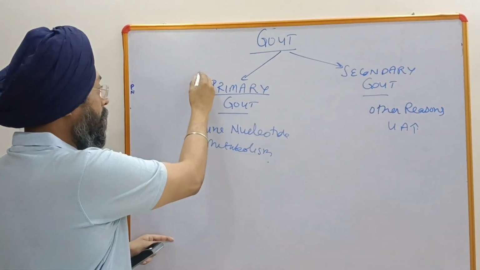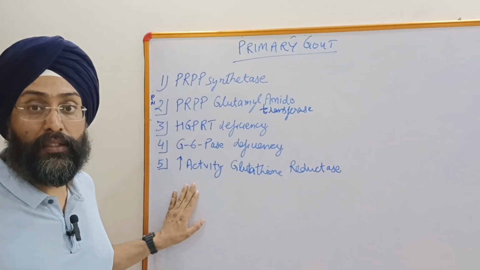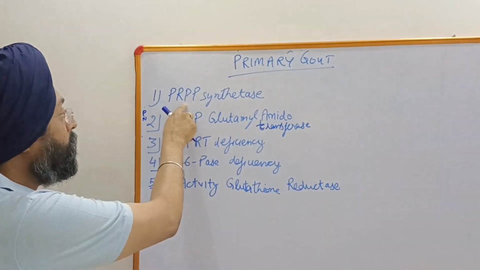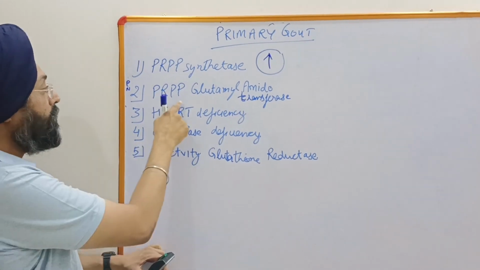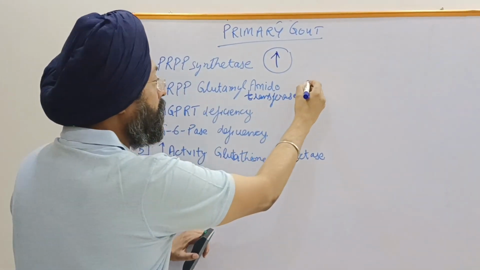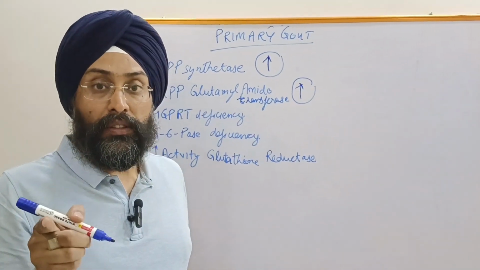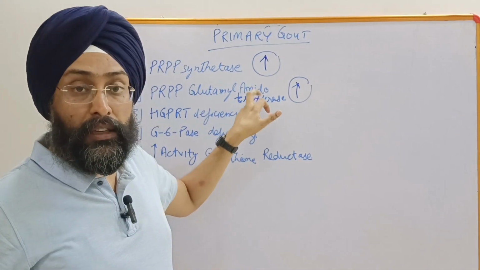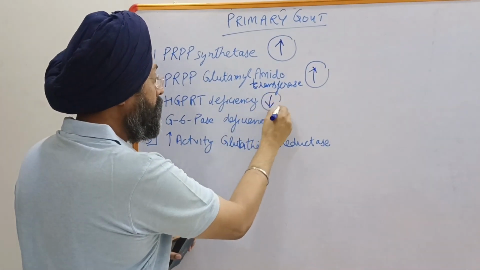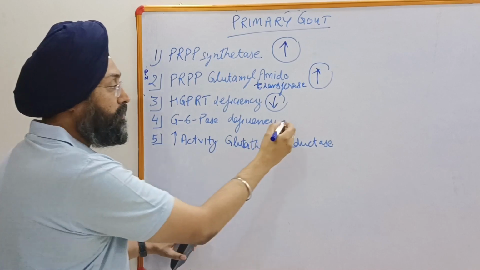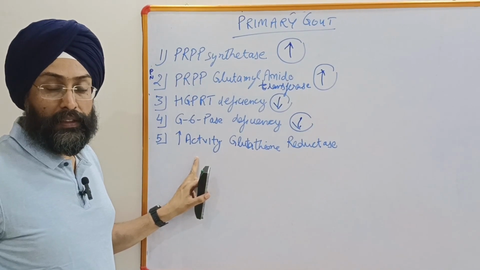Now we'll start with primary gout in detail. These are the five enzymes that are associated with primary gout. First is increased activity of phosphoribosyl pyrophosphate synthetase, and second is PRPP glutamyl amidotransferase, increased activity as well. These are the first two steps in de novo synthesis. So these are the first two enzymes of the de novo synthesis pathway. And third is HGPRT deficiency, right? Fourth is glucose 6 phosphatase deficiency, right? And the fifth is high activity of glutathione reductase, right?